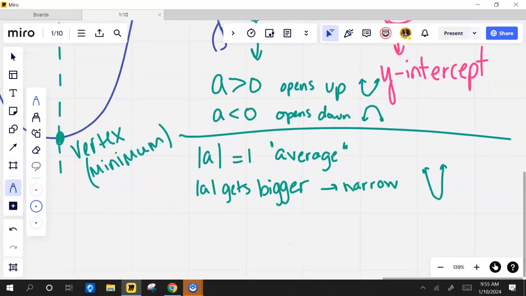So then what do you think happens as a, and I'm saying absolute value because positive and negative only tell me up or down. They don't have anything to do with the width whatsoever. What do you think happens as a gets smaller? It gets wider.